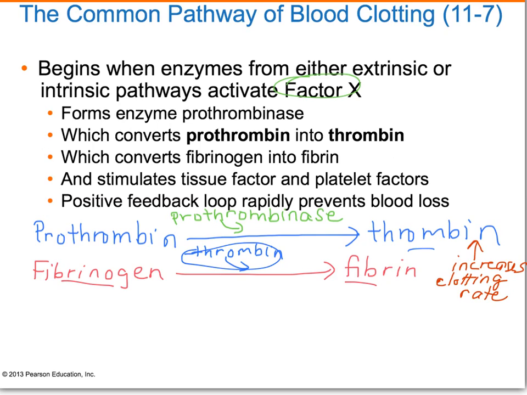So just to recap this, you have factor X, which forms the enzyme prothrombinase, and the prothrombinase converts prothrombin into thrombin. Thrombin is what catalyzes the reaction of fibrinogen into fibrin, and thrombin also stimulates formation of tissue factor and the release of platelet factor. The presence of these two further stimulates the extrinsic and intrinsic pathways, which is what we call a positive feedback loop.